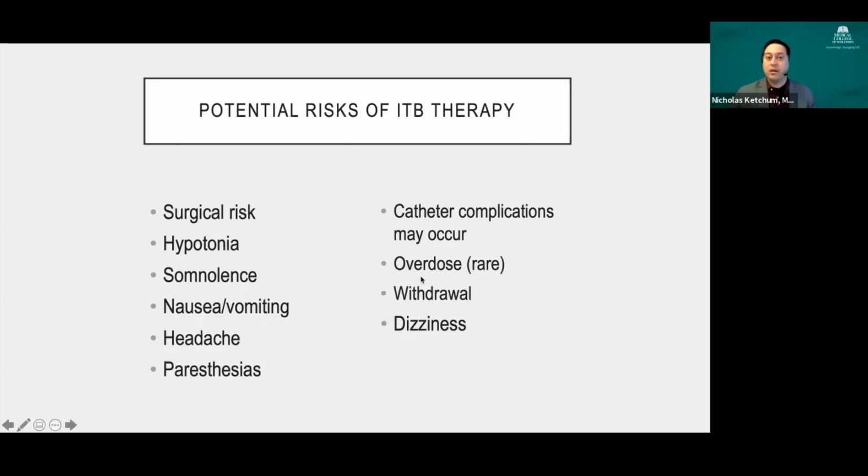Overdose is rare. The pump does not spin wildly out of control and deliver too much medication. Overdose is, in the vast majority of cases, related to a programmer error, or if you put too high of a concentration of medication in the pump unknowingly. Withdrawal is a potential complication if there were a catheter complication or a pump malfunction, again, which is rare. You can see dizziness as well.